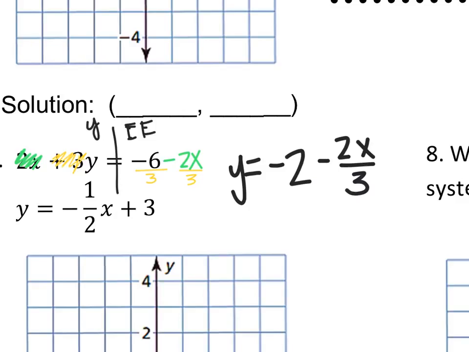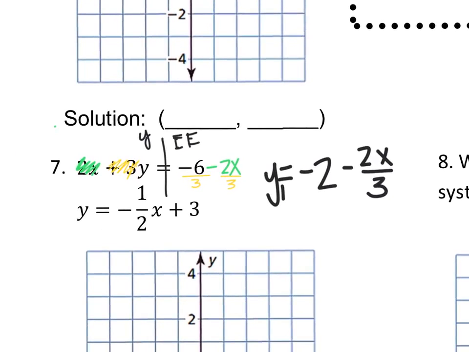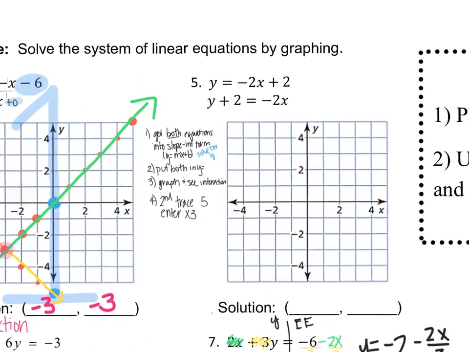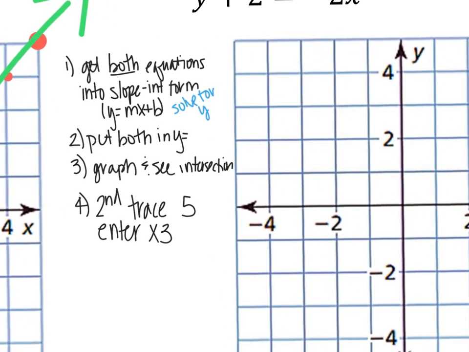So right now what you should be doing is you should be typing them both in y equals. So in y1, we should be plugging negative 2 minus 2x over 3, and then in y2, we should be typing in negative 1/2 x plus 3. So once you get both of these in y equals, remember you're going to hit graph, so we're going back over here to our steps. So we're going to put both of them in y equals, and we're going to graph. You have to be able to see the intersection.